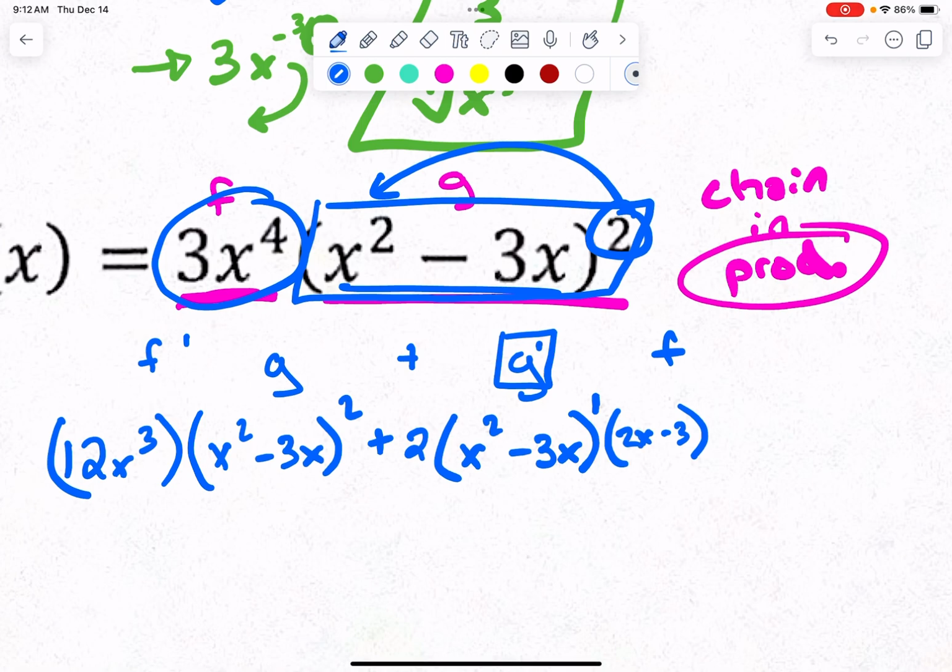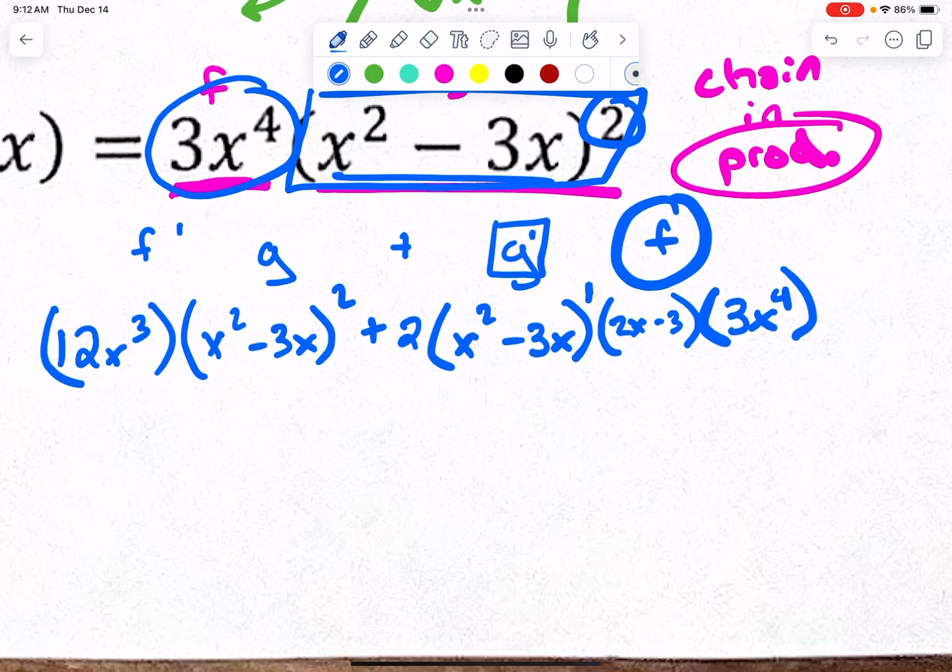Now at this point, if your g prime has a lot of stuff going on, typically we get to that point and then we stop because people are like, oh, I'm done. Don't forget you still have f there. And that is 3x to the 4th. Okay. I'm not going to simplify this all the way down, but let's put some stuff together. Because this is squared, I don't want to FOIL it out. So I'm just going to leave it 12, but I'm going to get rid of these parentheses. 12x cubed times x squared minus 3x, that guy squared.